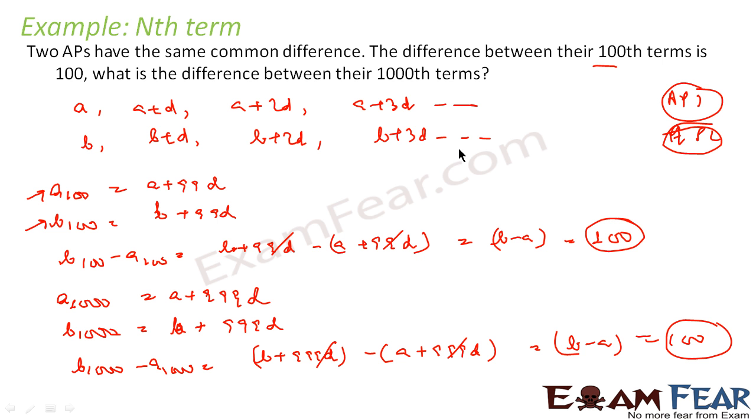Very simple. We took the 100th terms, A100 and B100, and found the difference, which came out to B minus A, and that is 100, as given. Then we found A1000 and B1000, the 1000th term of AP A and the 1000th term of AP B. We found the difference, which came out to B minus A only, that is 100. So we can say that the difference is 100.